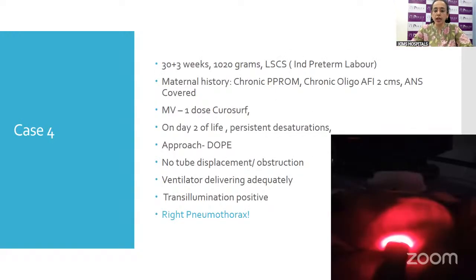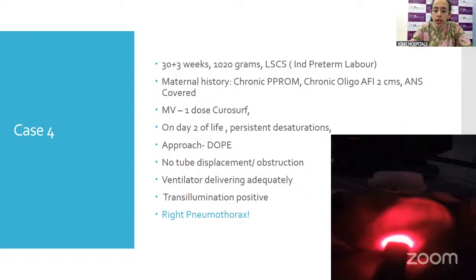So coming to the next case, this is a very preterm 30 plus 3 weeks baby who was born with a birth weight of 1020 grams by LSCS in view of preterm labor in the mother. The history of the mother being she had a chronic leak with a PPROM from a long time, and she had a chronic oligo with an AFI of 2 centimeters. Steroids were covered in the mother, and the baby was then delivered after proper steroid coverage.